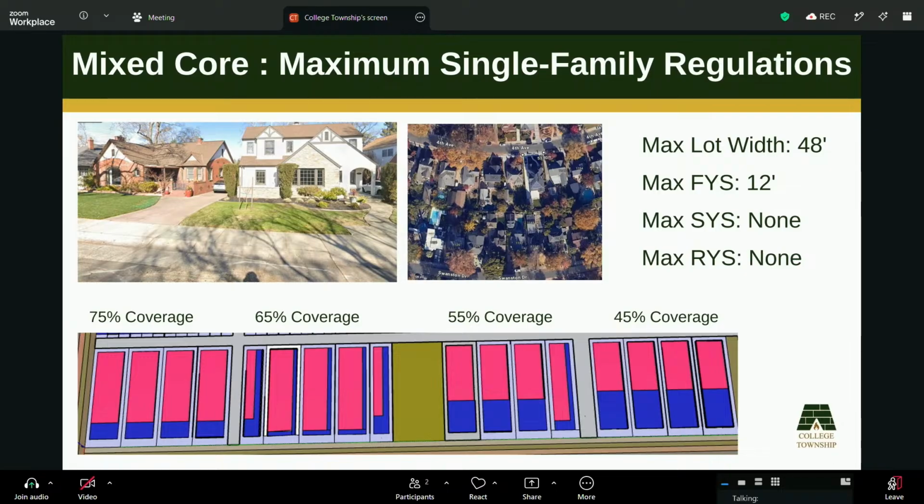I have a question. Why does the visualization for 65% look bigger than the 75%? Is it because they're wider, there are fewer lots in the 75% coverage? That's a good question, Adam. Honestly, I don't know the answer. I think you've got 1, 2, 3, 4, 5 versus 4. Okay, that must be it.